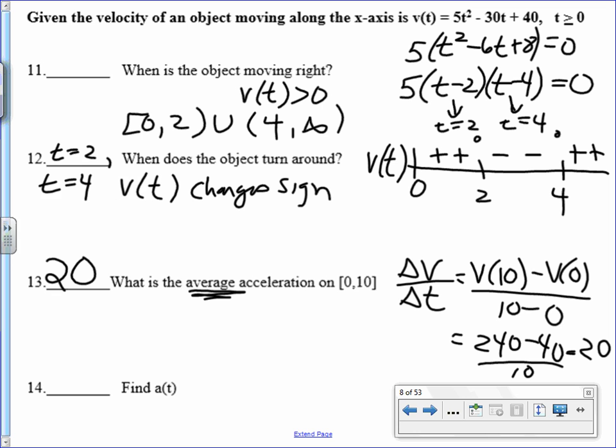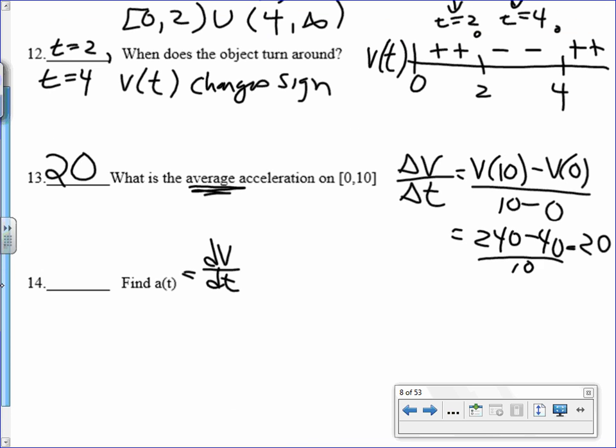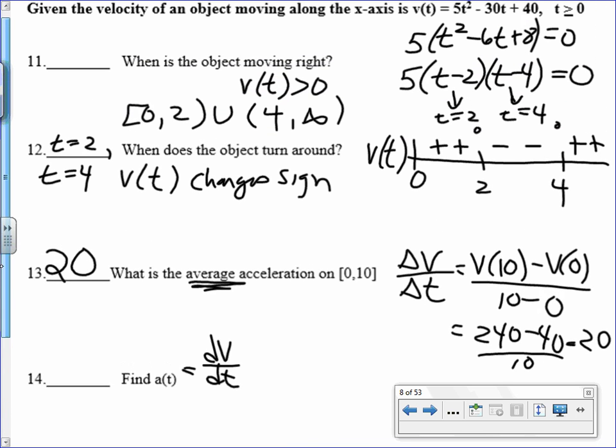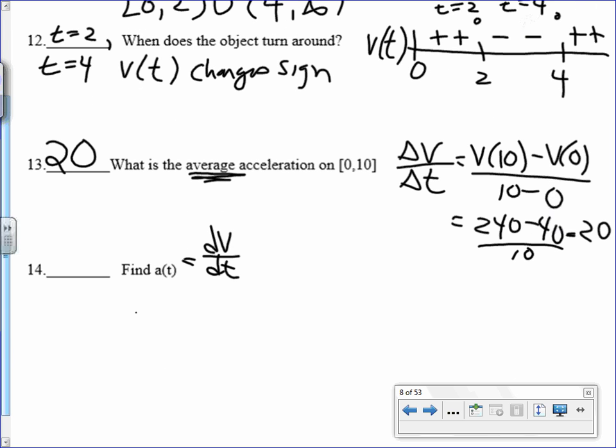Find the acceleration. They're not saying average. They mean instantaneous. So that's not delta v over delta t. That's dv/dt. It's the derivative of velocity. So the derivative of the velocity function would be 10t minus 30. So a of t equals 10t minus 30. That's our acceleration.